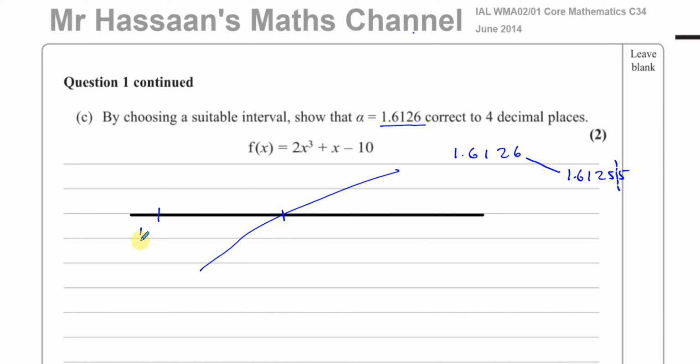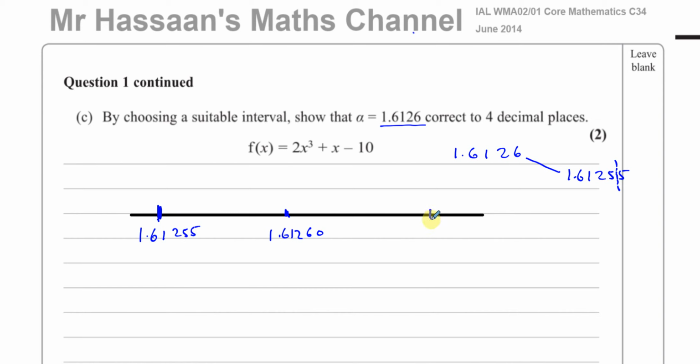So this is 1.61255. That's the lowest it can be, such that when you round it, it rounds to 1.6126. Okay, it rounds to this value. When I round this to 4 decimal places, it becomes 1.6126.